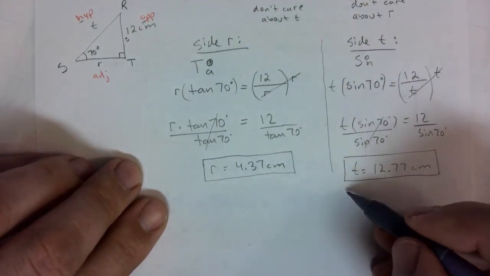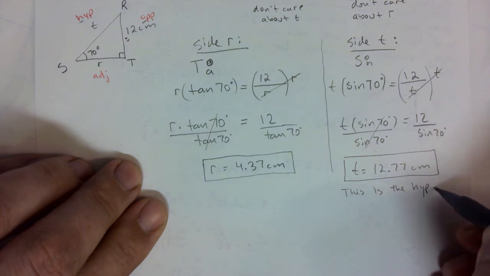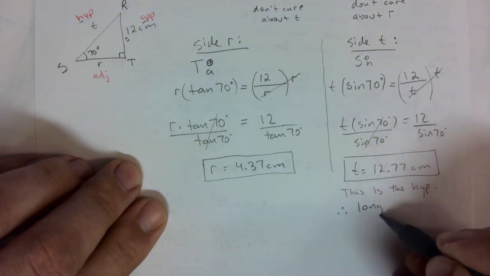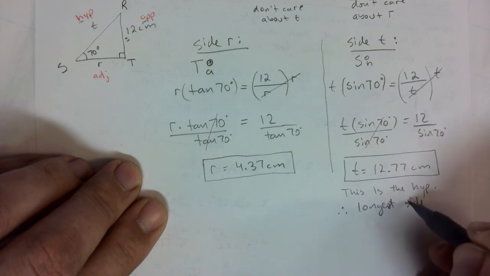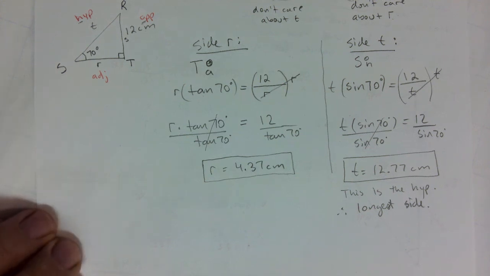Let's make something clear. This is the hypotenuse, therefore the longest side. Always keep that in mind. If you do any of these questions and you're solving for a leg, and you do your math and that answer ends up being bigger than the hypotenuse, if it's given, then obviously you did something wrong. You've got to go back and check. You probably didn't enter the values right, or you didn't pick the right trig ratio to begin with. So you need to keep that in mind.